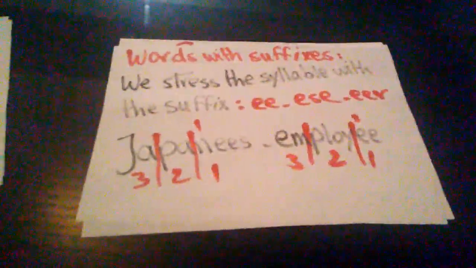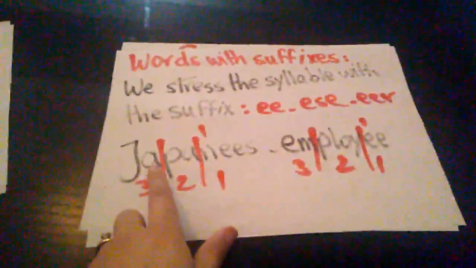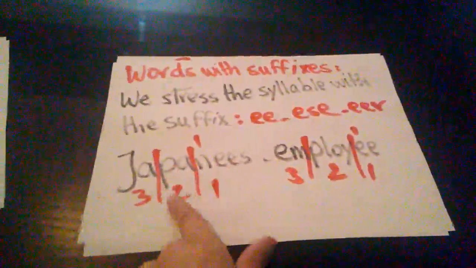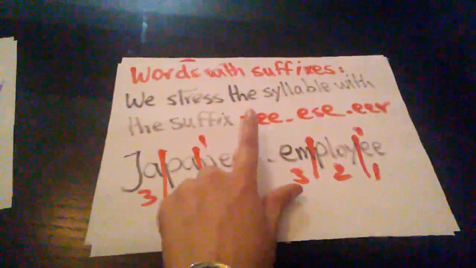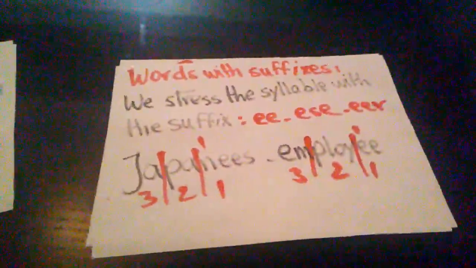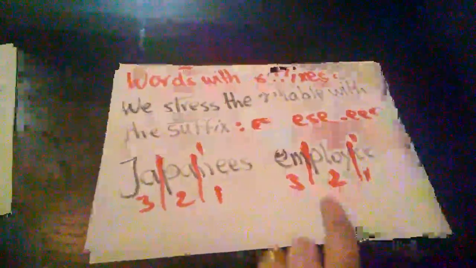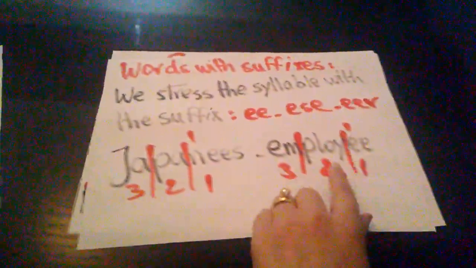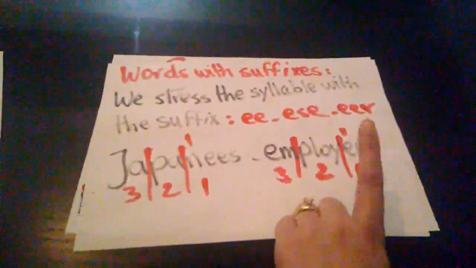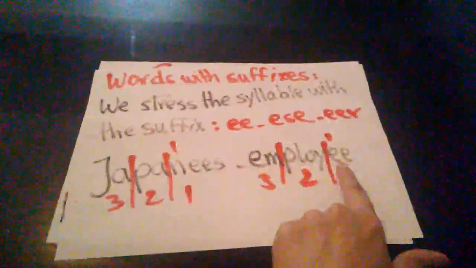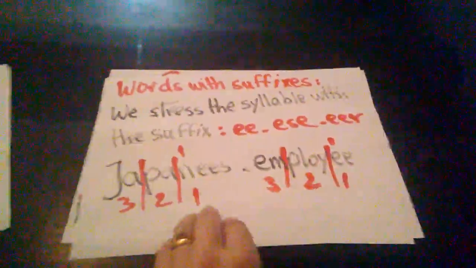Japanese, which is the nationality of Japan. I divide my word as always, Jap-a-nese. I count 1, 2, 3. I put the stress on the syllable with the suffix, which is this one, so Japanese. Here I say Japanese. Then you have employee. I divide my word, em-ploy-ee. I count 1, 2, 3. I put my stress on the syllable with the suffix, which is this. So employee, the stress is on yee.